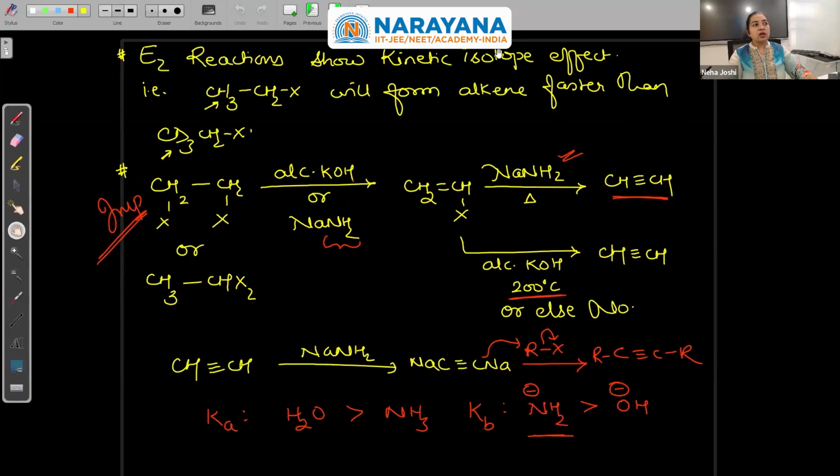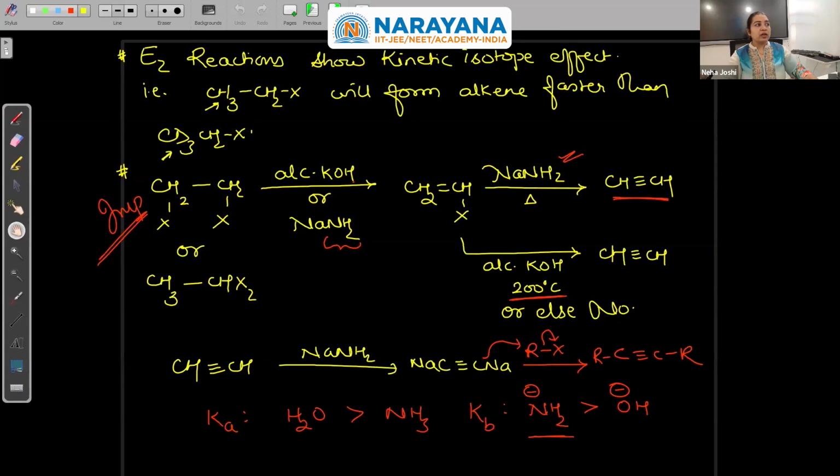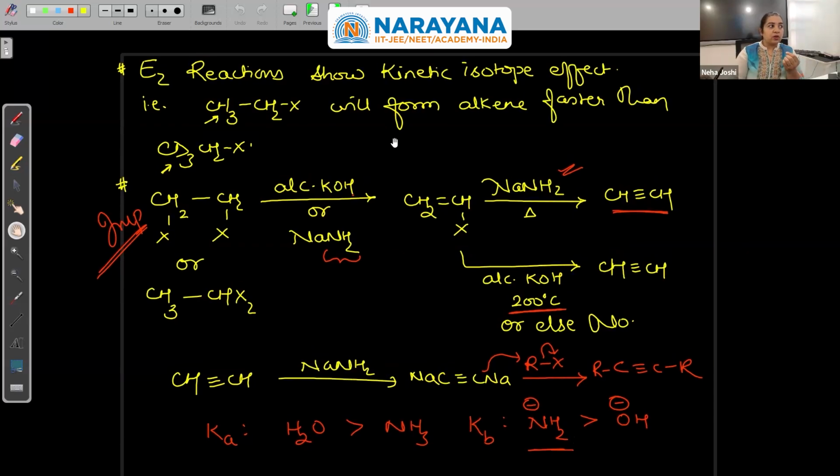E2 reactions show the kinetic isotope effect. Now, what is the kinetic isotope effect? With the use of a heavier isotope, I have to give more bond dissociation energy to break that bond. More BDE required means it is difficult and the rate goes down.